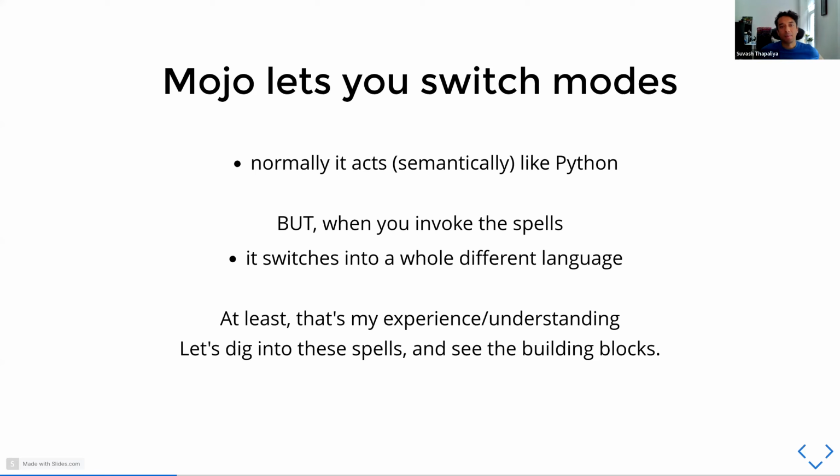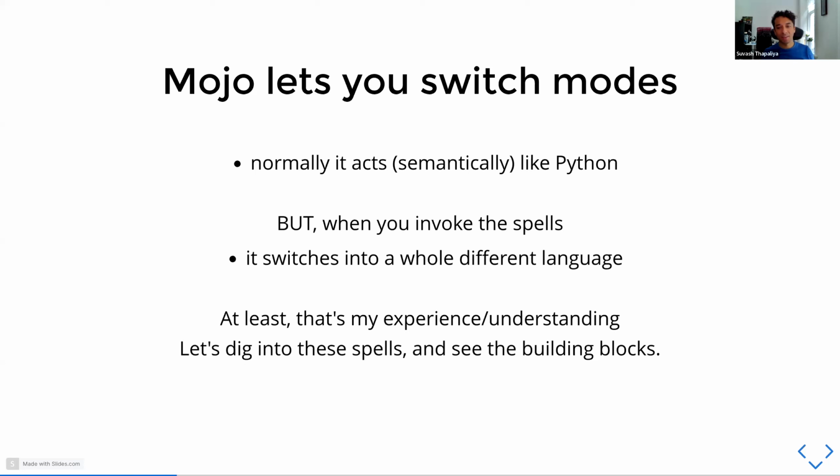Normally it just acts like Python. And when I say acts, I mean semantically; it doesn't run like CPython. It has its own, of course, VM and whatnot. But when you invoke the right spells in Mojo, it switches into a whole different language.